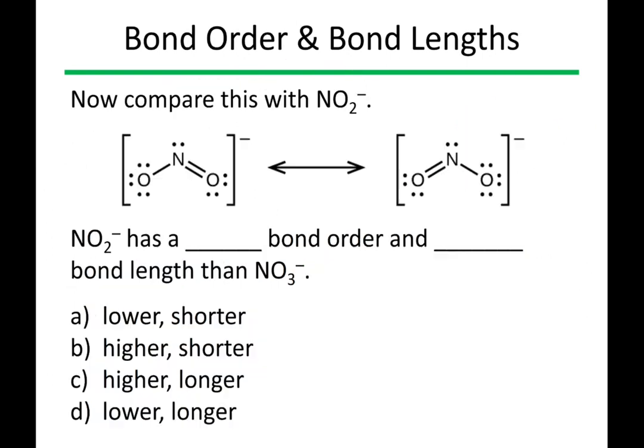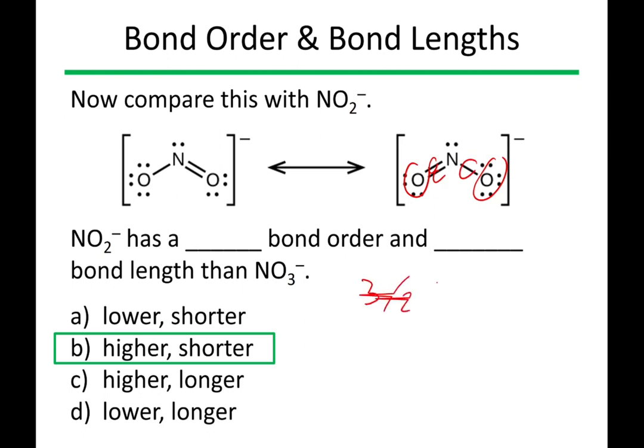So with that in mind, let's look at the structure of NO2-. And we can compare that to NO3- and think if it would have a higher or lower bond order and a shorter or longer bond length. And the answer for this is higher and shorter. There's just 2 bonded atoms and 3 bonds, so this would be 3 bonds divided by 2. So it has a bond order of 3/2, which is greater than 4/3. And remember, a higher bond order means a shorter bond length.